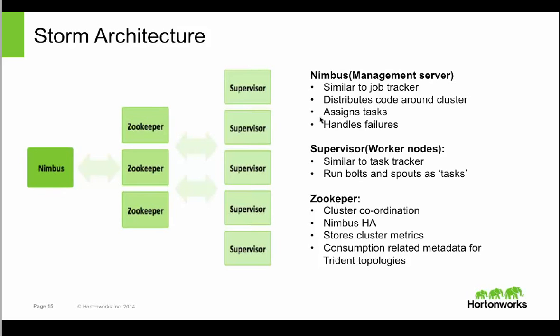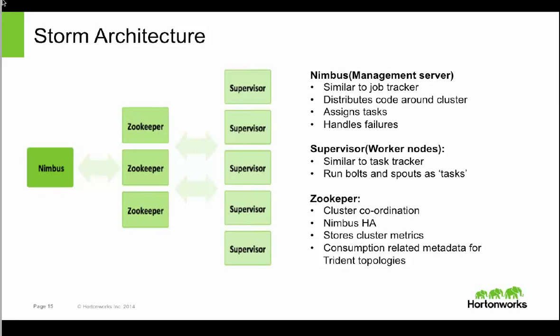So, Storm's architecture. Storm consists of three main components: Nimbus, Zookeeper, and supervisors. Nimbus is similar to a master node in Hadoop. Nimbus handles code submissions and distribution throughout the cluster, and also assigns work to other machines in the cluster. In addition to that, Nimbus monitors the health of the cluster and can perform work reassignments in the event of failure.